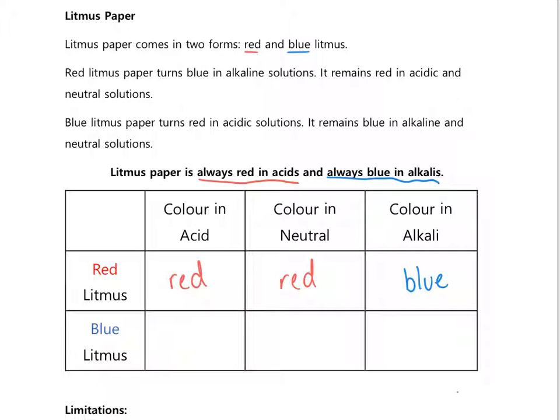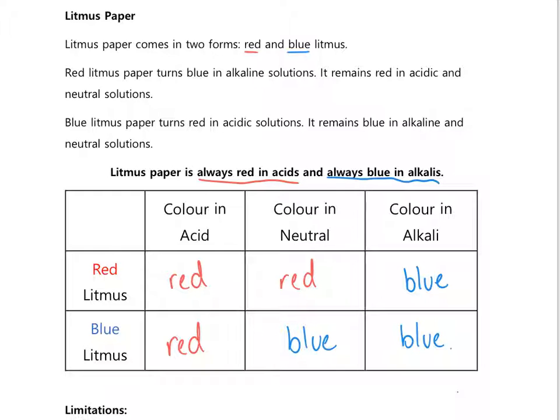With blue litmus paper, remember, litmus paper is always red in acids. It's going to be red in acid. What colour is it in neutral? Well, it stays whatever colour it started. So it's going to be blue in neutral and always blue in alkali. So always remember that: always red in acid, always blue in alkali, and then for neutral, it's whatever colour it started as.